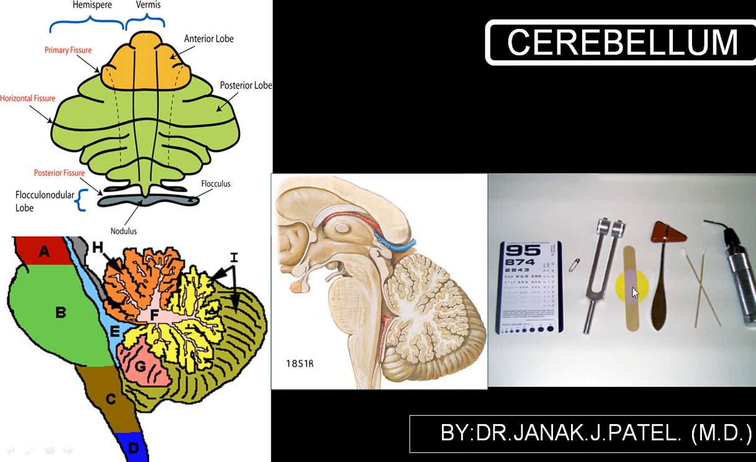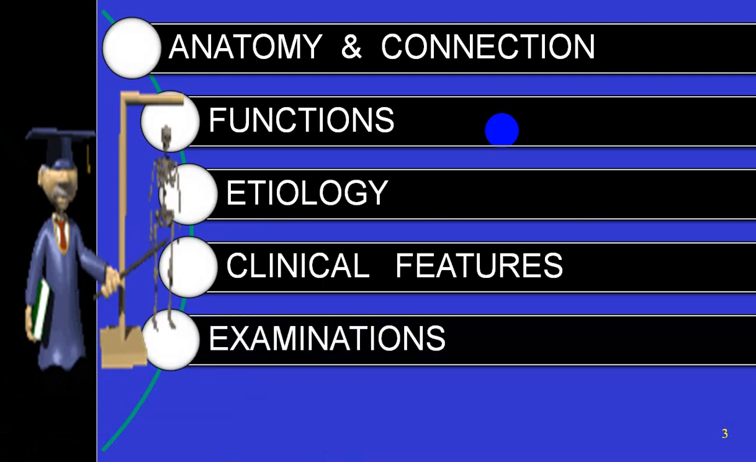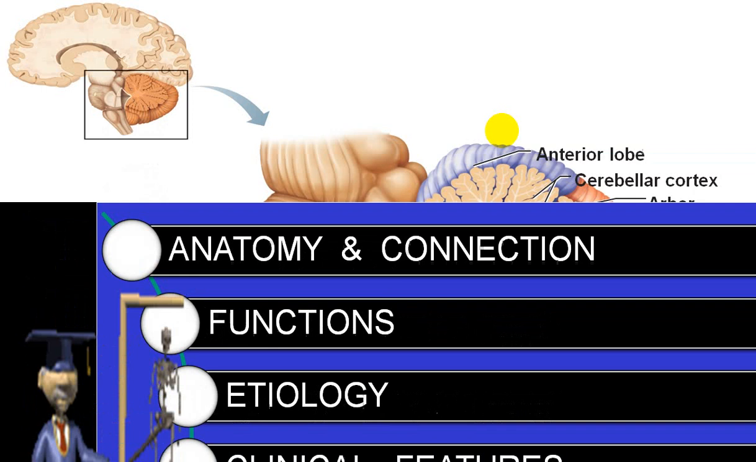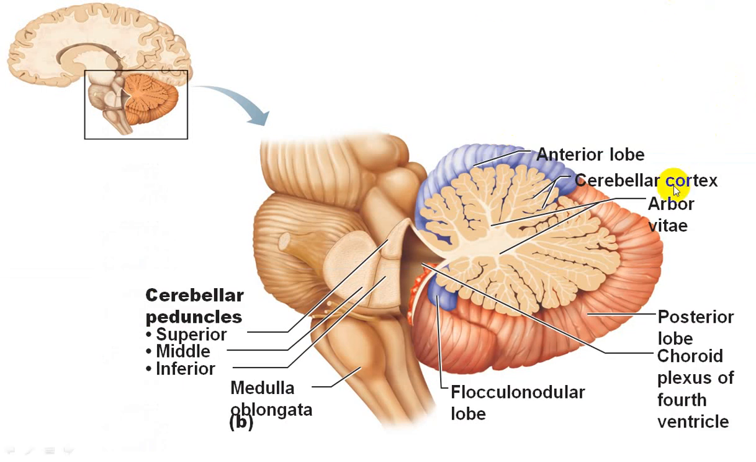For examination of cerebellum, you will need things like a vibratory instrument, pins, a hammer, etc. Those are some of the things which may be required while examining the cerebellum. So we'll cover a little anatomy, connections, functions, then what diseases will produce damage to the cerebellum, a little about the clinical features, then how you examine those findings, what you get in cerebellar disorders, and then how you localize. So cerebellum has two hemispheres, and the central part we call the vermis.